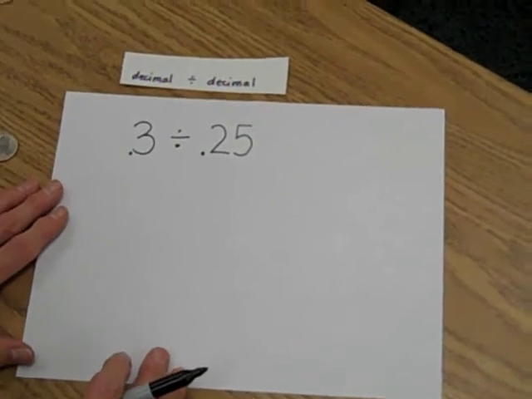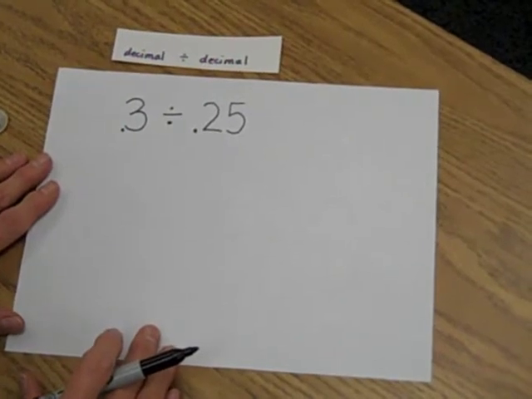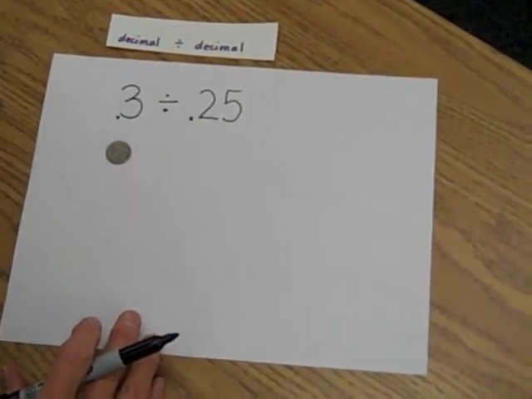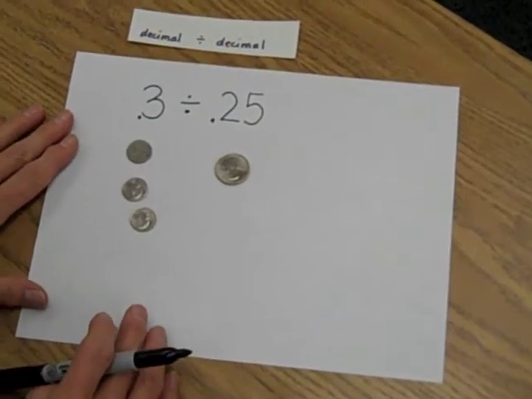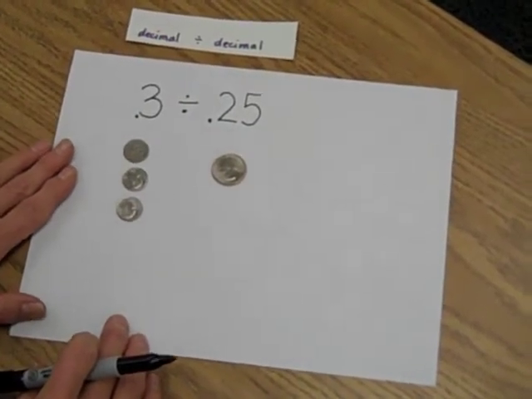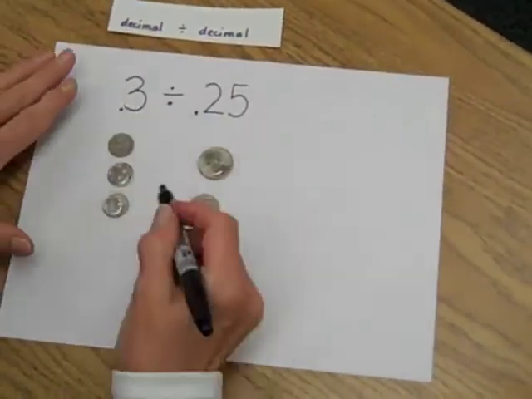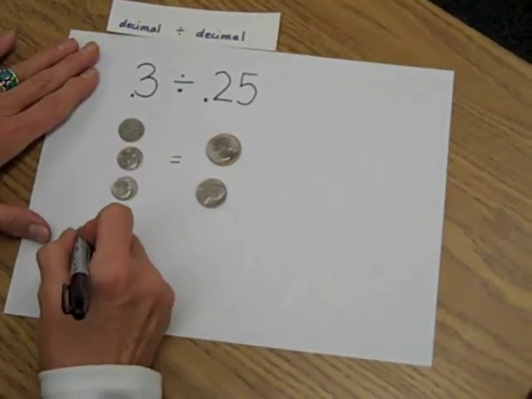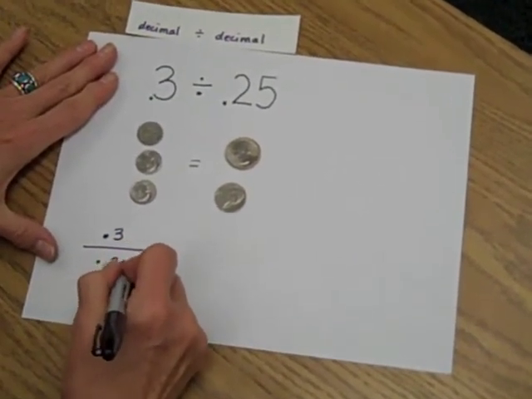Our last problem is a decimal divided by a decimal. 3/10ths divided by 25 hundredths. In money, 3/10ths is 3 dimes, and 25 hundredths is a quarter. So our question is, how many quarters are in 3 dimes? So we know that there's a quarter and 1 nickel. Those would be equivalent. So we need to look at that in terms of writing it as a division problem. So we have 3/10ths divided by 25 hundredths.